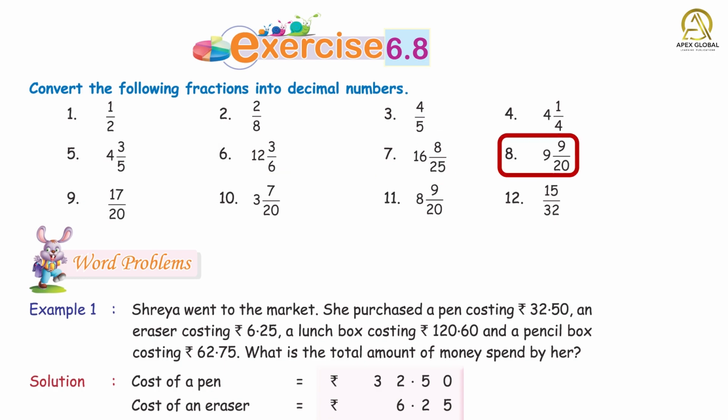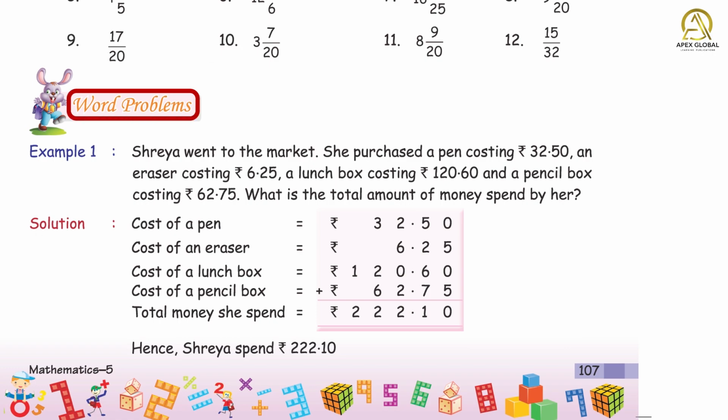8. 9 9 upon 20. 9. 17 upon 20. 10. 3 7 upon 20. 11. 8 9 upon 20. 12. 15 upon 32. Word problems.